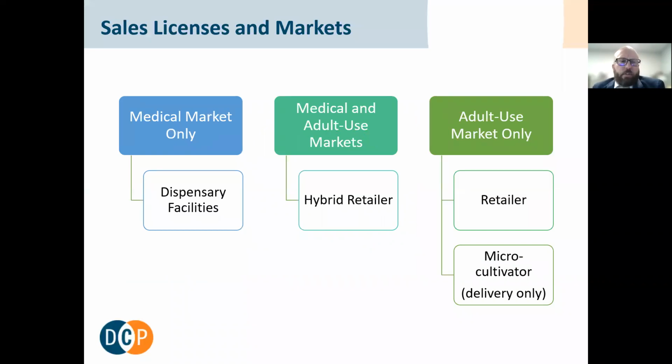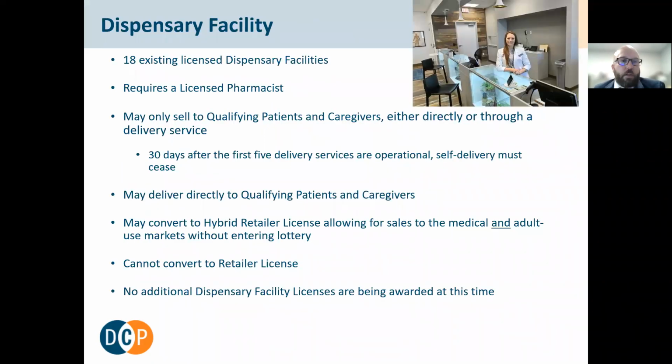Sales. So as we discussed before, these are the registrants that are permitted to sell in Connecticut. We'll start with dispensary facilities. There are 18 dispensary facilities currently, and they require a pharmacist to be present. They may only sell to qualifying patients and caregivers, either directly or through a delivery service. When the department issues 5 delivery licenses that are operational, self-delivery must cease. And that will happen within 30 days. So we'll be sure to notify our applicants of that.